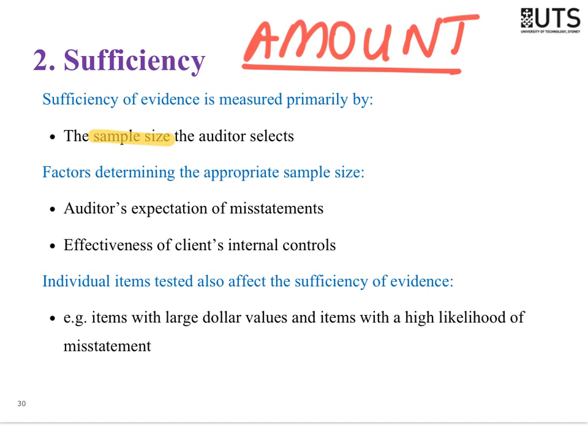If the auditor expects there to be a lot of misstatements, would that result in us taking a bigger sample or a smaller sample? Smaller. Try again. If we expect that there's going to be a lot of error, a lot of misstatements, would we pick more items or less items to test? More. Absolutely. So what I would like you to know is that that will result in a bigger sample size. Let's go to the next one.